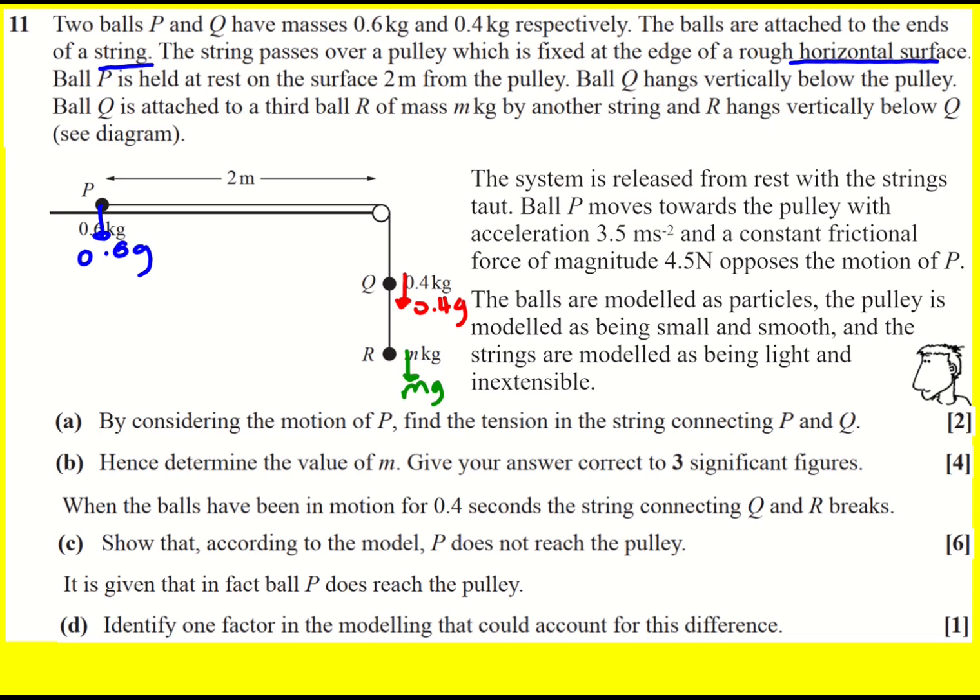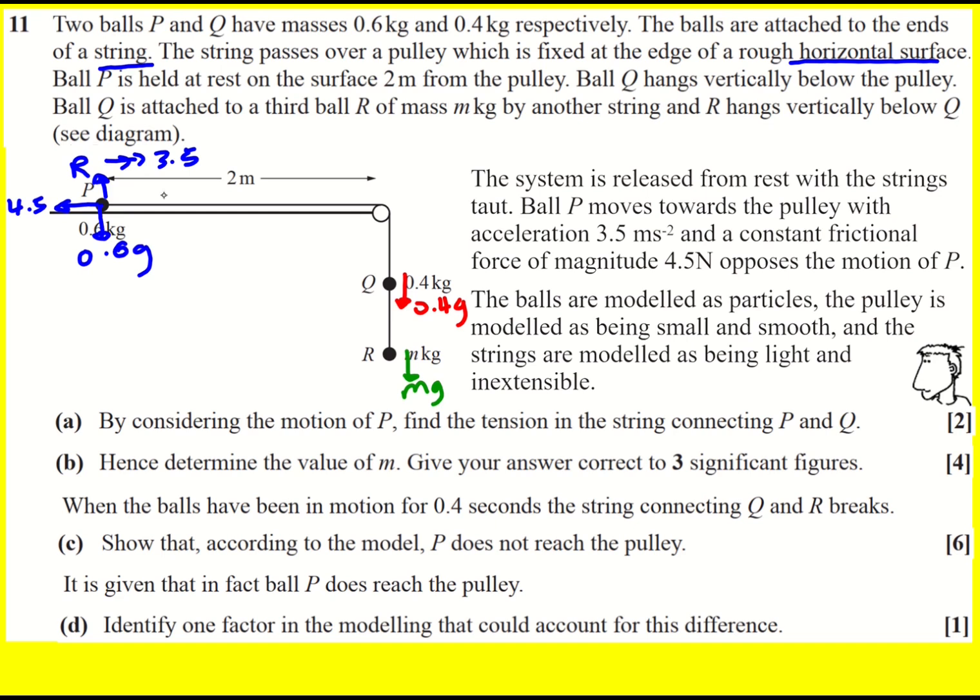Okay, good. So the system is released from rest with the strings taut. Ball P moves towards the pulley with acceleration 3.5 meters per second squared. So I'm going to use a double arrow like that, and a constant frictional force of magnitude 4.5 newtons opposes the motion. There's also going to be a normal reaction, which in this case will be exactly the same as 0.6 g. And it's not really essential to play around with those because friction's already been given for us, whereas at some point in second year, you'd start using the normal reaction to help calculate friction.